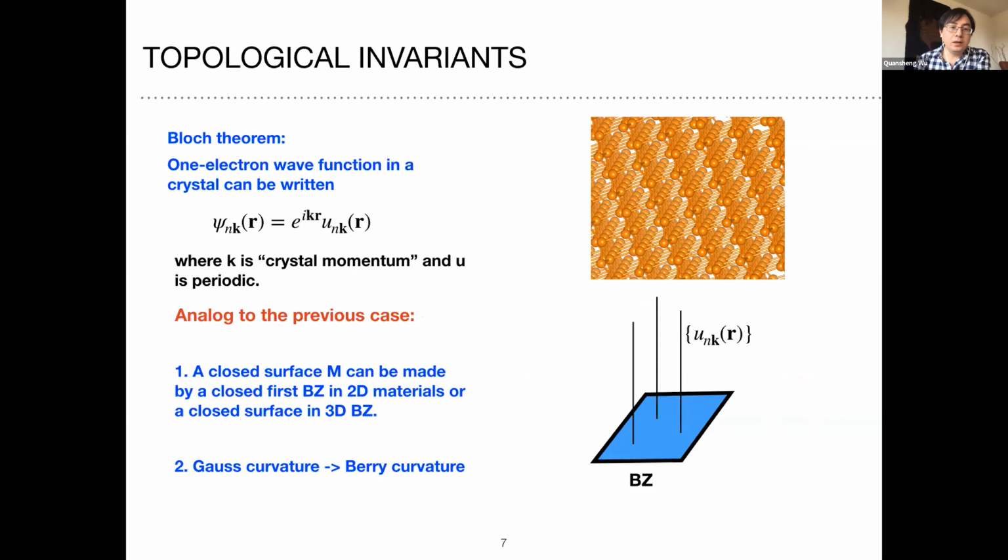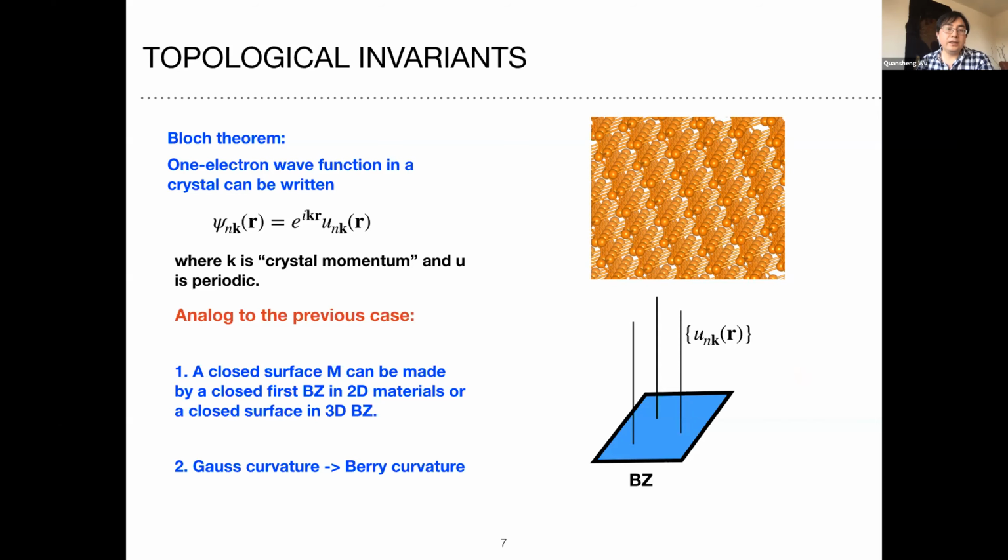Let's go back to our crystal system. In the crystal system, the potential is periodic. So we have the Bloch theorem. It tells us that one electron wave function in the crystal can be written as a Bloch wave function. You have 2 parts. One is a plane wave part, and this is a periodic part.